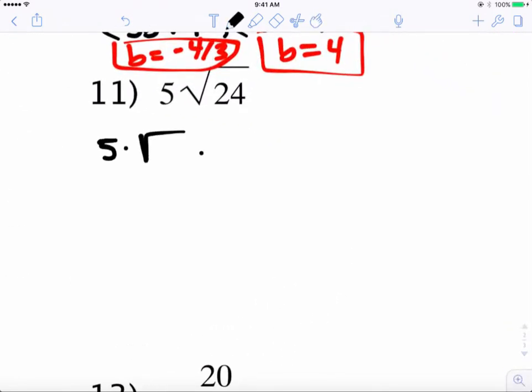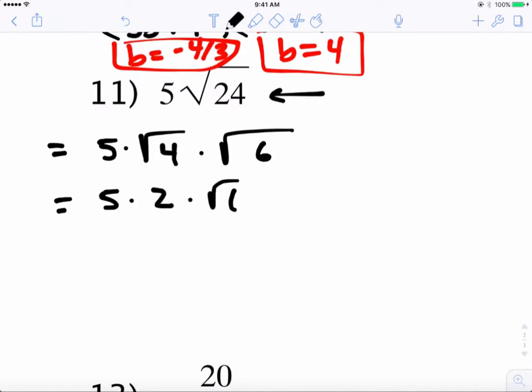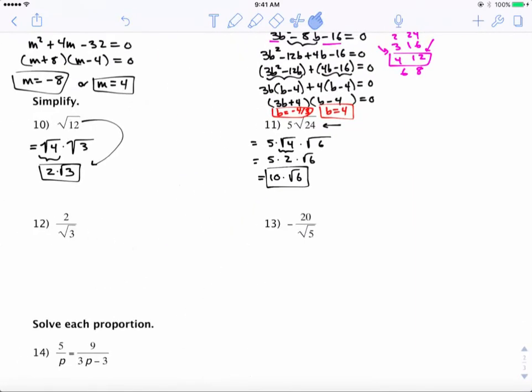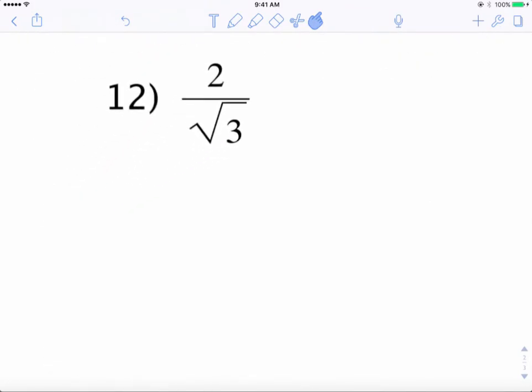Let's see, are there factors of 24 that are perfect squares? Well, again, I think 4 works. So we've got 5 times 2 times the square root of 6, because the square root of 4 is 2. 10 times the square root of 6, amazing. And we're done.